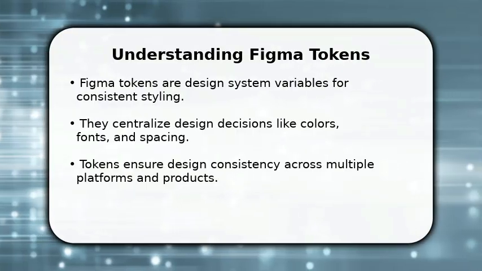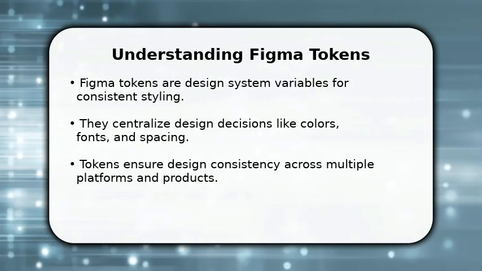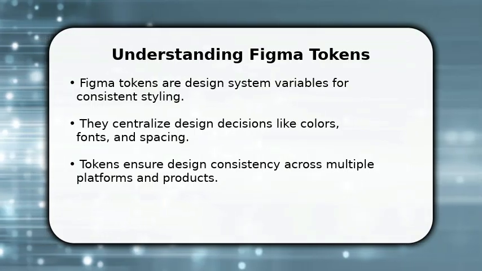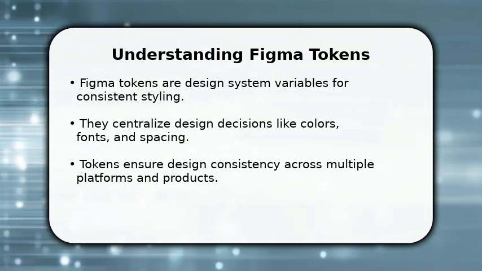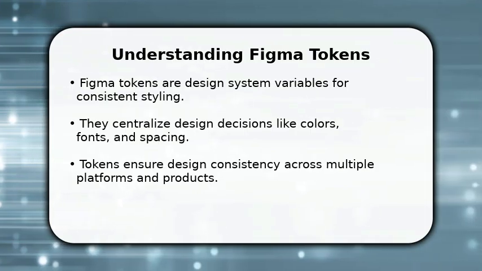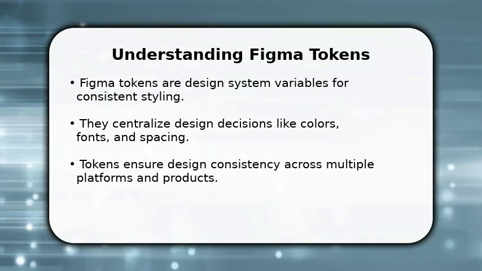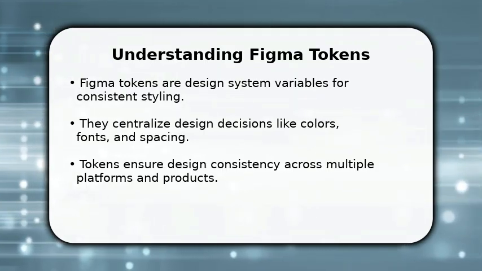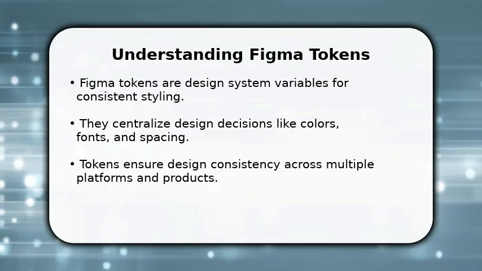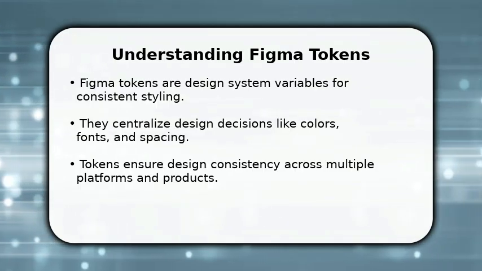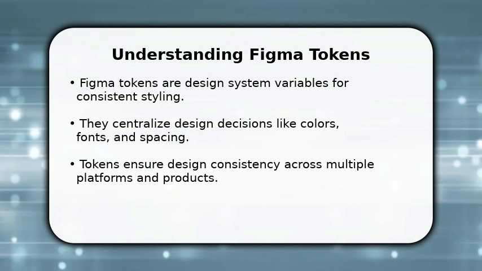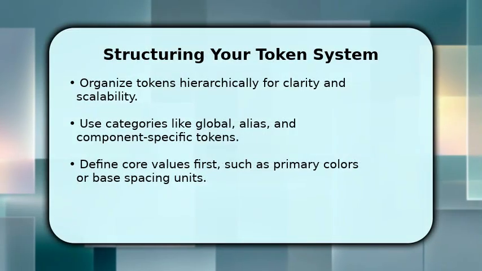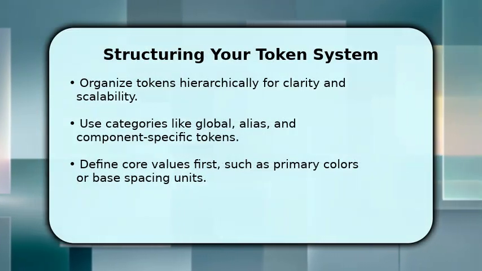In this video, I will explain how to create Figma tokens. Figma tokens are essentially design system variables that centralize your design decisions. Think of them as the single source of truth for elements like colors, typography, spacing, and border radii. They ensure consistency across all your designs and products, making updates incredibly efficient. This approach significantly reduces manual adjustments and helps maintain a cohesive brand identity across various platforms. A well-structured token system is crucial for long-term success.